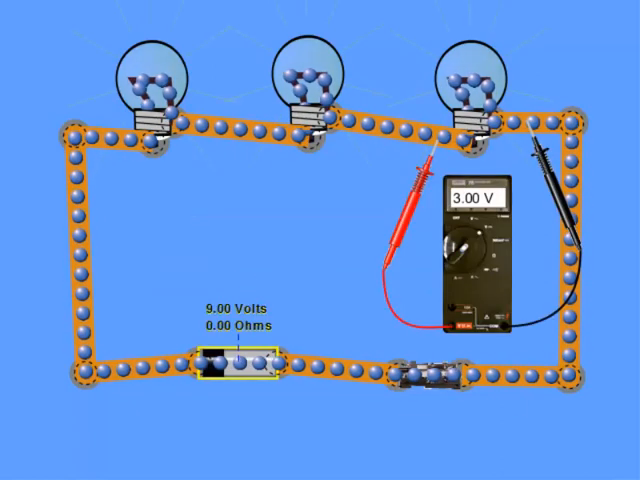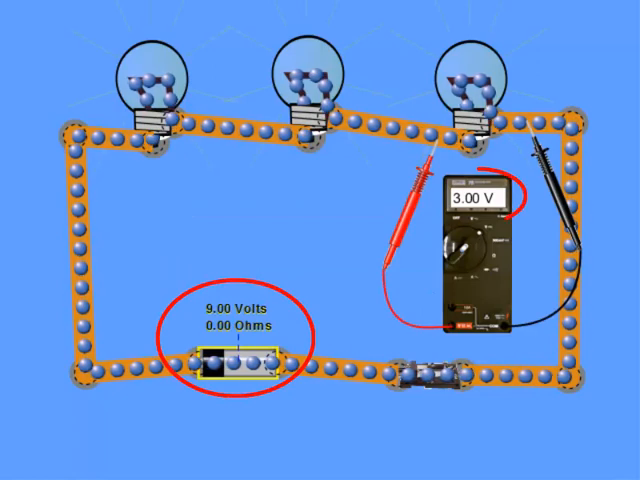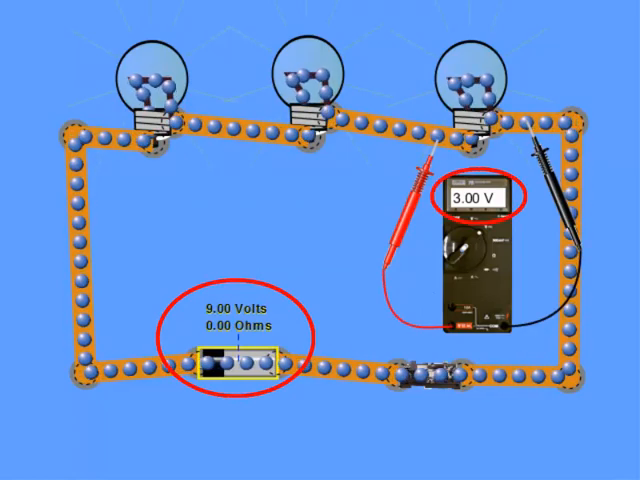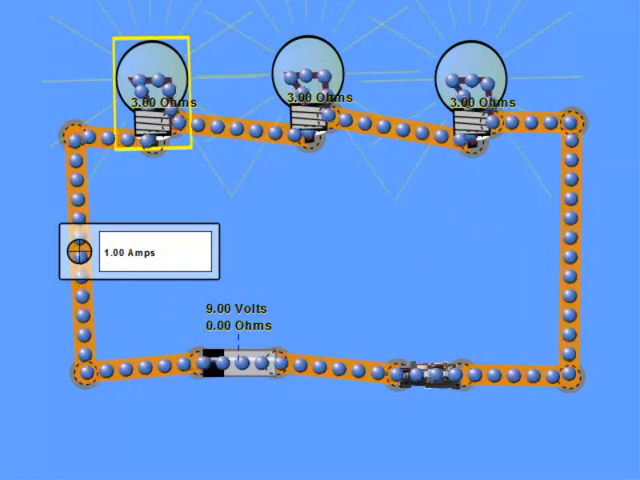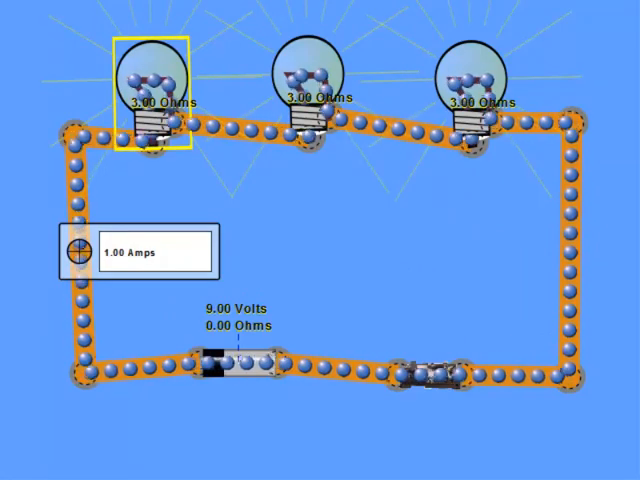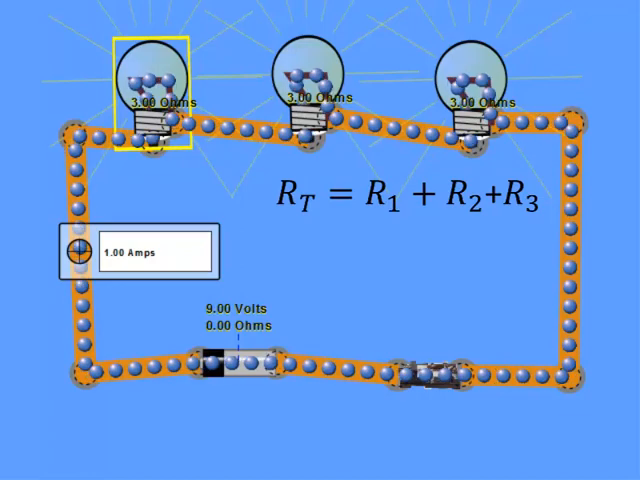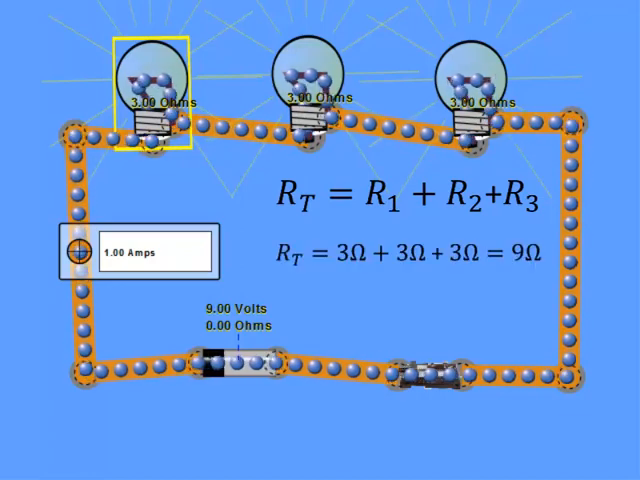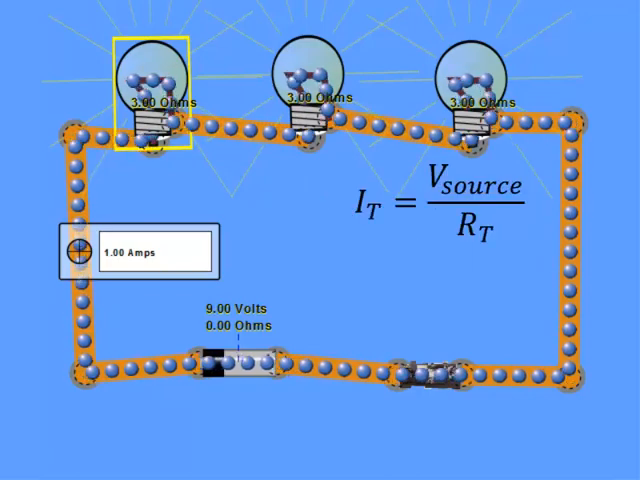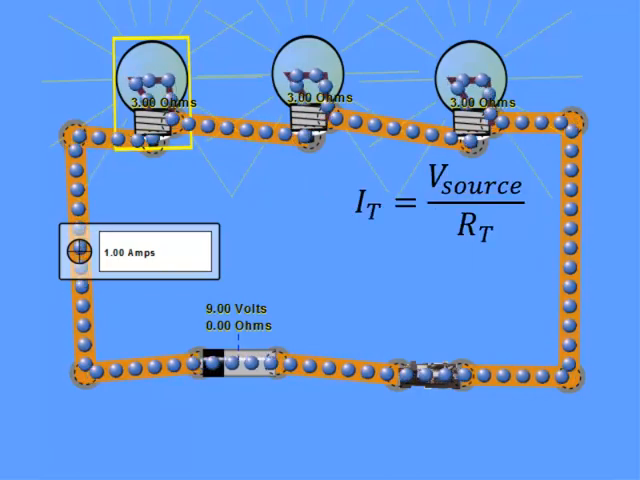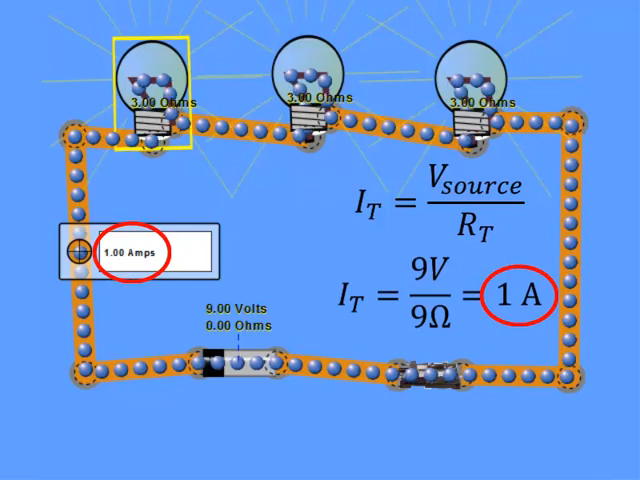In this simple series circuit, a 9-volt battery provides 3 volts across each bulb. For series connections, electric current has a single pathway through the circuit. The total resistance to current in the circuit is the sum of the individual resistances along the circuit path. The current is equal to the voltage supplied by the source divided by the total resistance of the circuit.